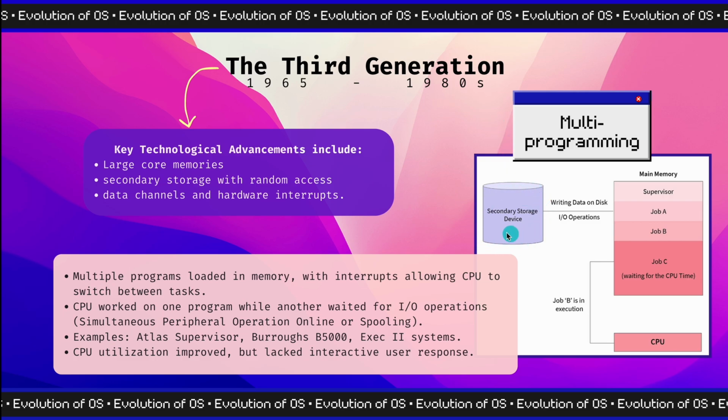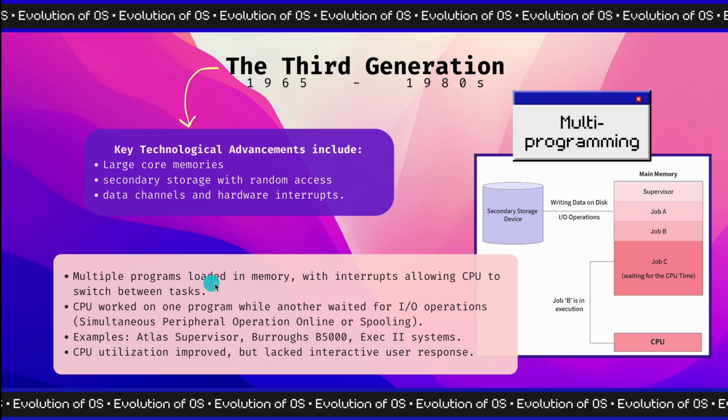Secondary storage device is where the processes were saved when not in execution, and the main memory loaded up all of the jobs or processes at once, like job A, job B, job C, which were sequentially executed by the CPU. As in this diagram, the CPU is currently executing job B, and job C is waiting for CPU time, right there in the memory. So all of these processes were loaded up in the memory instead of putting in batches of processes one by one. So this was more efficient. It reduced the time wastage in loading up and unloading batches.